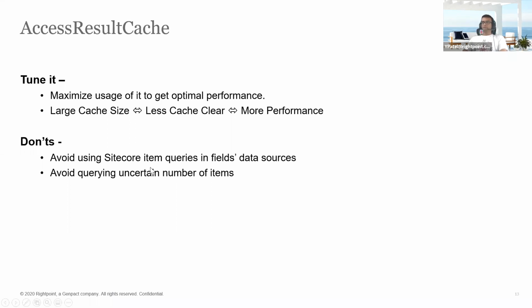Don'ts. I never faced this, but I remember one community member talking about it. They had used a droplink field with data queries, Sitecore item queries, to get the data sources. The data sources were fetching hundreds of items, and because there were hundreds of items, Sitecore was again keeping itself busy checking the access for those users, and it became very slow to respond for those components.